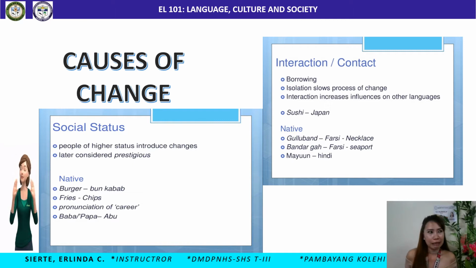Sometimes we do the borrowing in an English word or in a Latin word. For example, the item or word exists, but we don't have any particular word for it in our native language, our mother tongue, or the language we are using. So that is borrowed. For example, the word sushi. That is from Japan only, and if we are telling that in our own country, it is still sushi. So that is borrowing. Now, native, we have the gilband or the Pharisee, which means necklace, bandar ka, Farsi, seaport, and Mayun, Hindi.